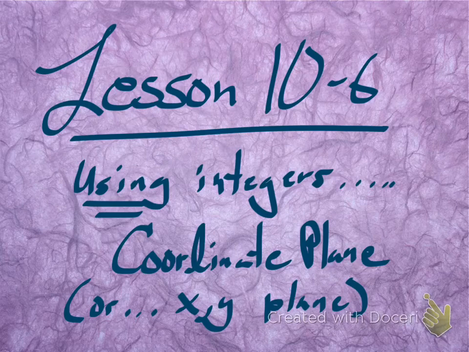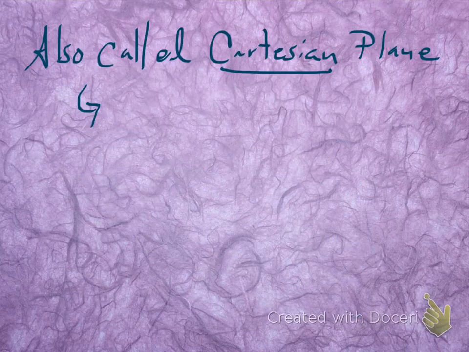Now, we don't necessarily have to have negative numbers to do x and y graphing, but unless we do use negatives, we're going to be stuck in the first quadrant. We'll talk a little bit more about that as we get into this lesson. But this is one of the main uses of integers. So let's go ahead and dive into it.